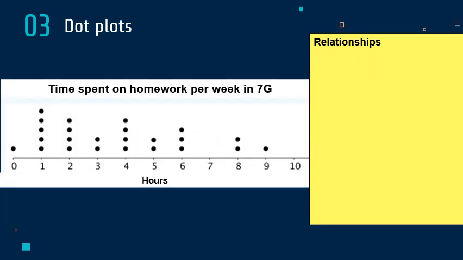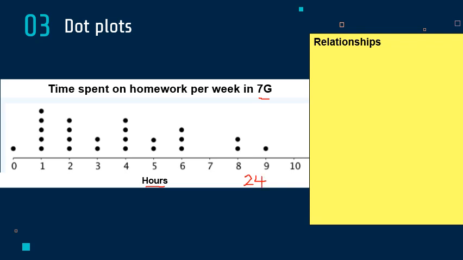Okay, let's look at a dot plot now and some of the relationships we can find in this dot plot. So here we've got time spent on homework per week in 7G, which I assume is a high school class. And down the bottom here on the x-axis, I should say, we've got hours spent. Now I don't need to have the y-axis because I can assume that each of these dots represents one student because there is no scale telling me otherwise. Now I've added all of these dots up and I know that there are 24 students in this class, or at least 24 that have been surveyed.